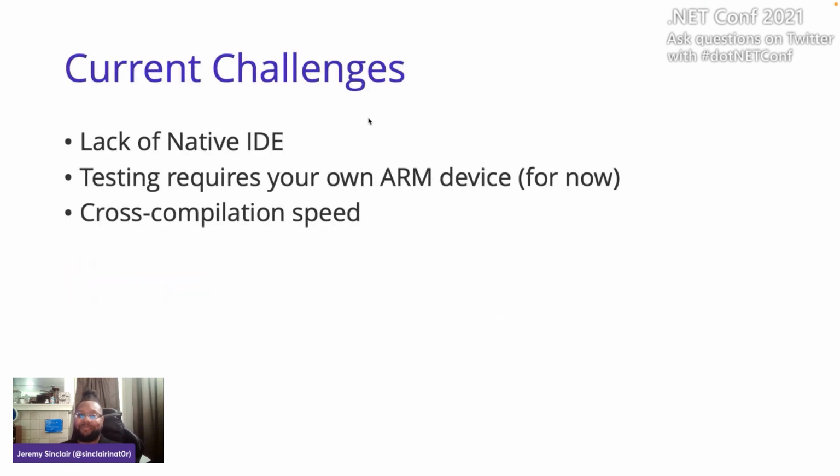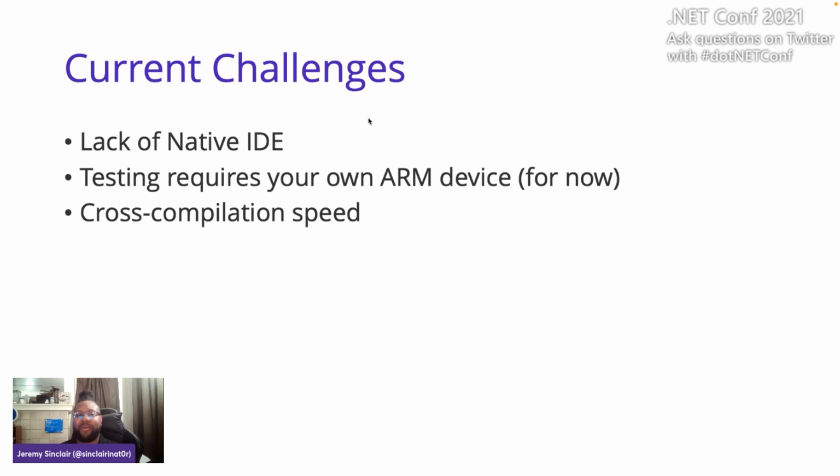All right, so current challenges. The lack of a native IDE. As you've seen, just me trying to load that project with VS 2022, it's a lot faster than it was trying to load with VS 2019, with it being x86. Like, this is light years, but there's still some slowness. And testing, if you're creating Windows on ARM applications and you want to test them out, for now, you need your own ARM device.